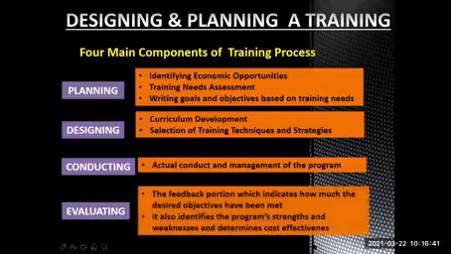Okay, so the feedback portion, this is the feedback portion. No? Bibigay ng input ang mga nag-attend ng training to indicate how much the desired objectives have been met. It also identifies the program's strengths and weaknesses and determines kung dahil ang bawat training activity merong cost, the evaluation part will determine kung cost-effective ba yung training activity. Okay, next slide.